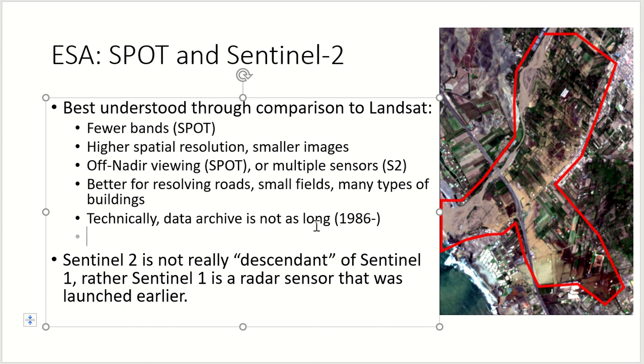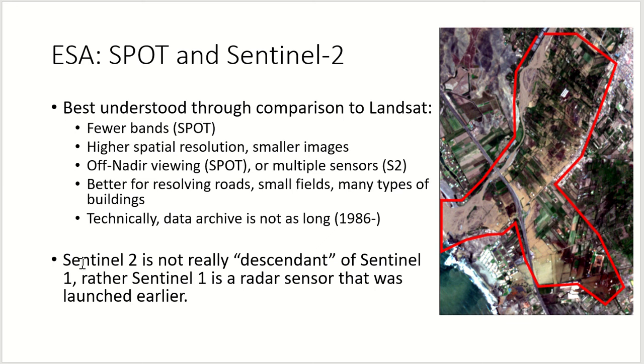Technically, the data archive is not as long as Landsat's. Landsat's going back into the 70s, but in terms of the use of Landsat data, most of the data that you'd see used comes from Thematic Mapper at the earliest. So the SPOT data dating from 1986 is comparable to the earliest Thematic Mapper data. Although, as you can see in the book, which shows this, I didn't pull up the table here, there has also been technological development in the SPOT sensors.